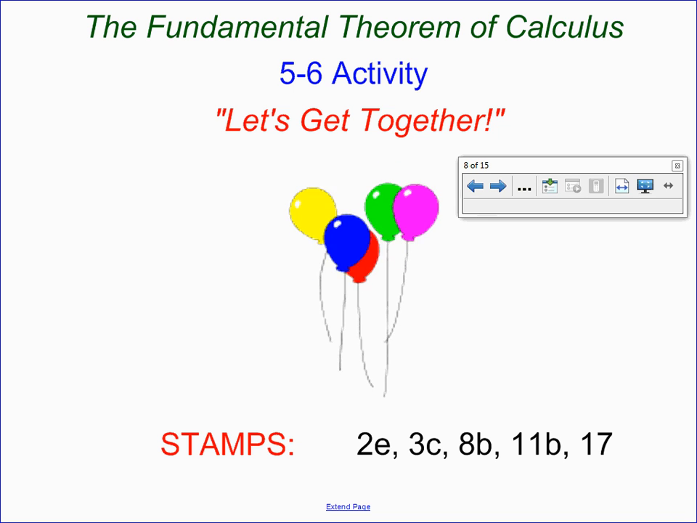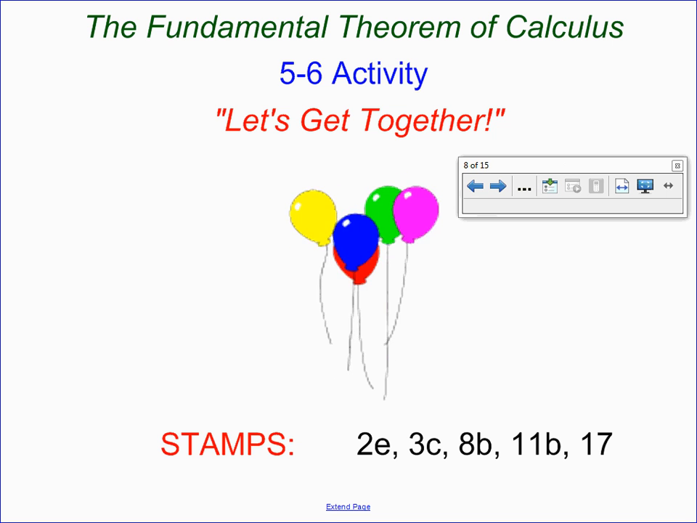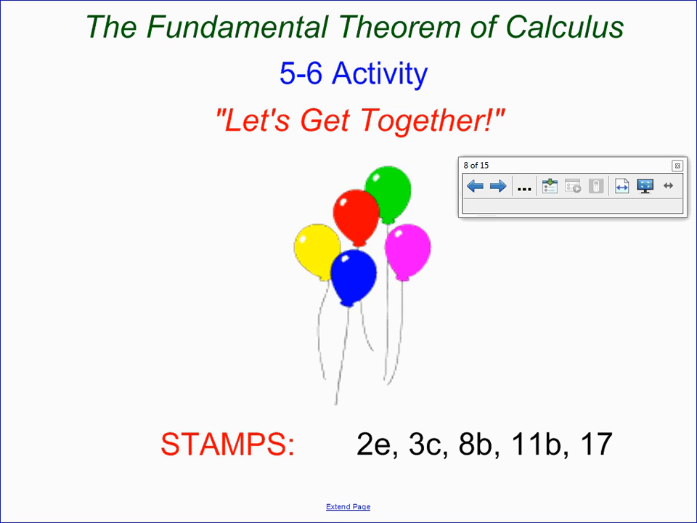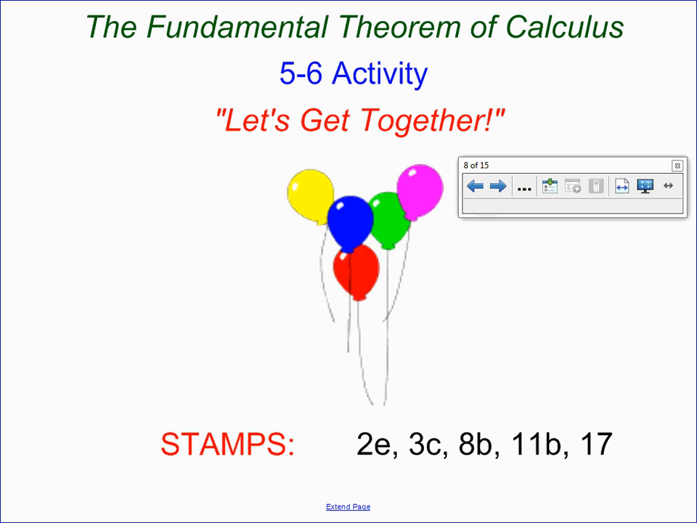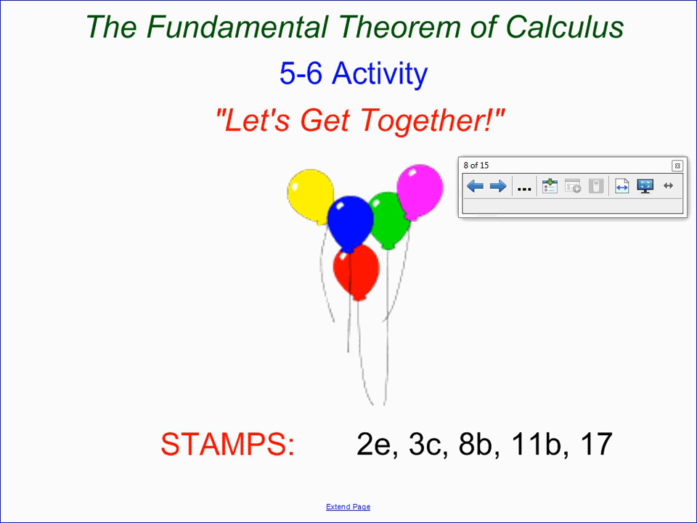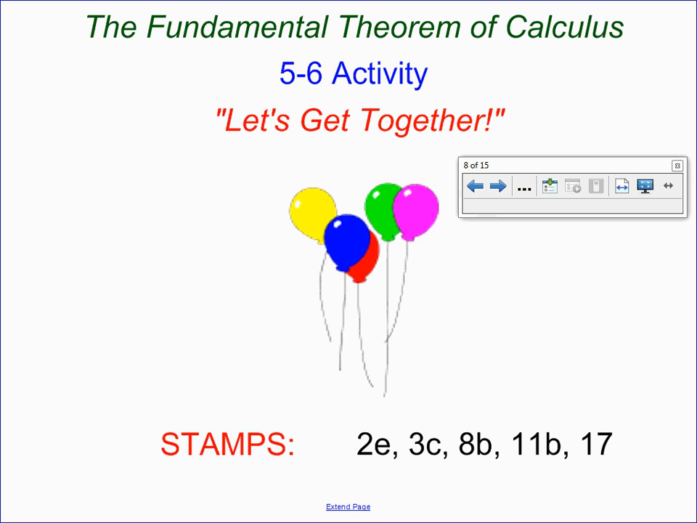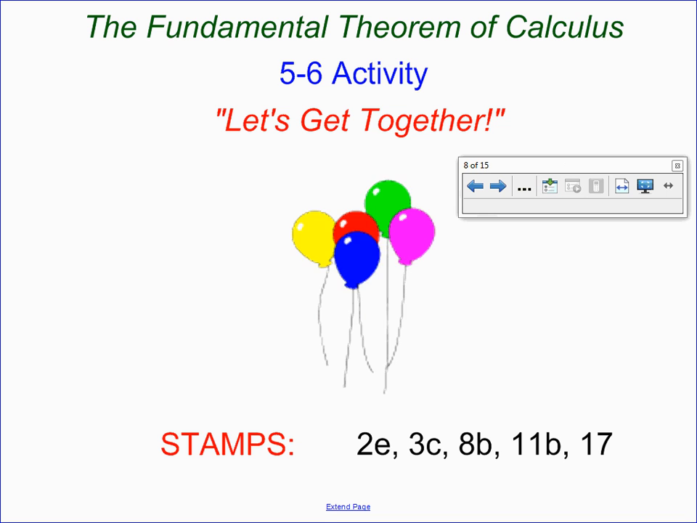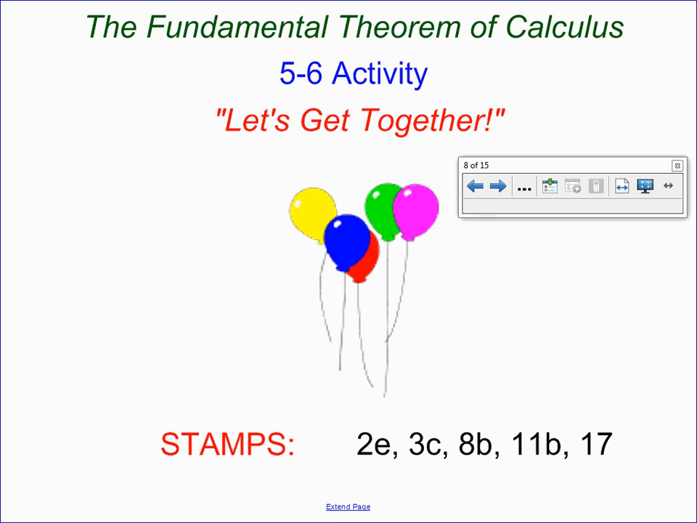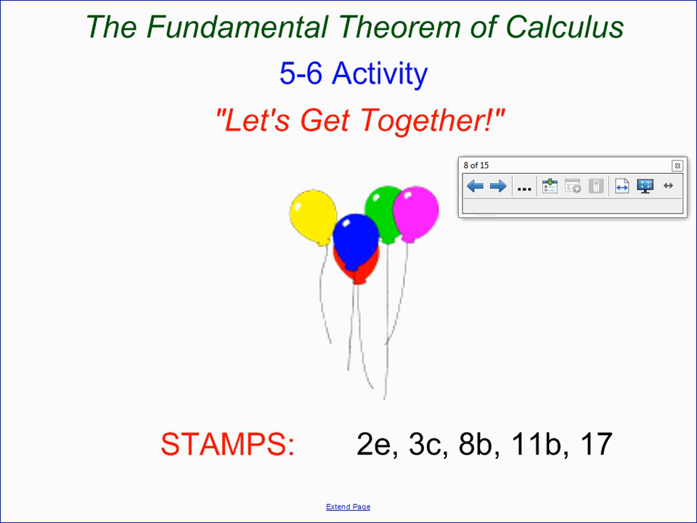Yes, that's right, 5-6. 5-6 is the fundamental theorem of calculus, and we've got a lot of opportunities for stamps here. So let's take a minute and get our stamp eligible items. So 2E, 3C, 8B, 11B, and 17. So we've got up to five stamp eligible items in class.